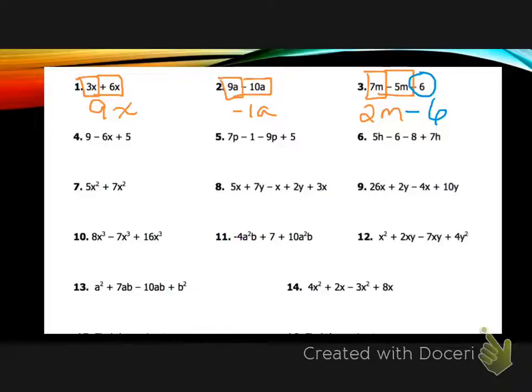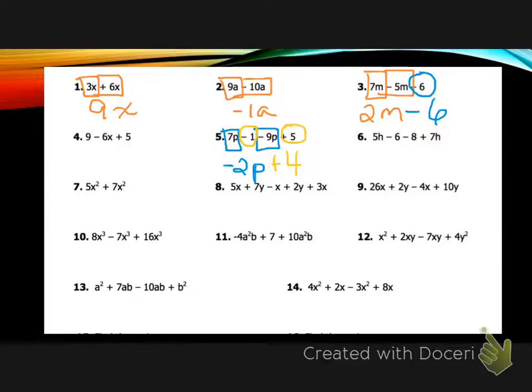Let's look at number 5. We've got a 7p and we've got a negative 9p. Those are the only variable terms I see. So 7p minus 9p is going to be a negative 2p. Now I've got to look at my constants. I've got a negative 1 and a positive 5. Negative 1 plus 5 is going to give me a positive 4.